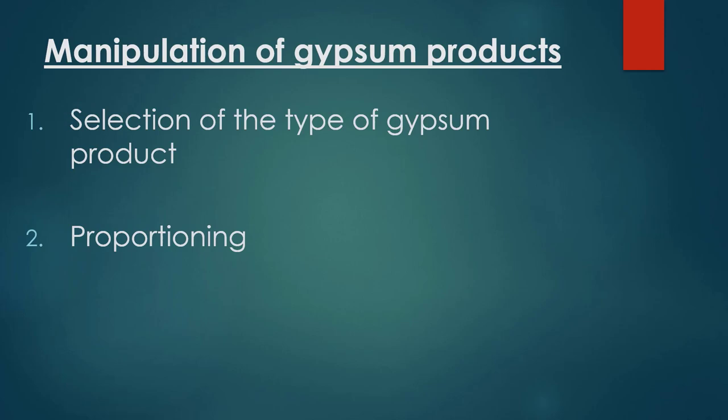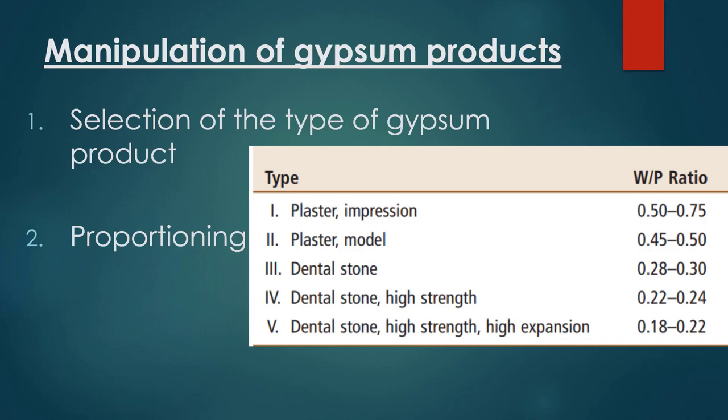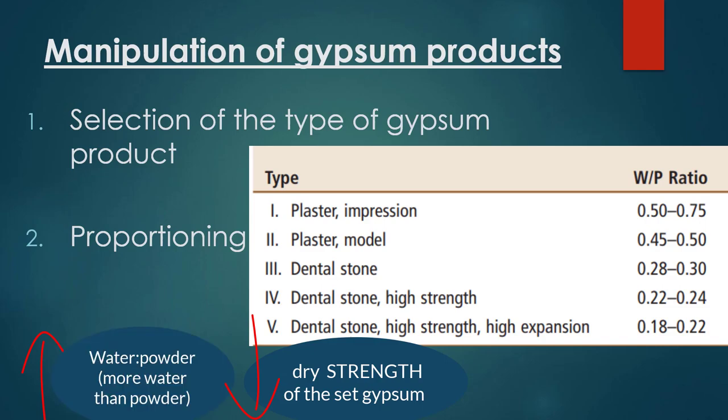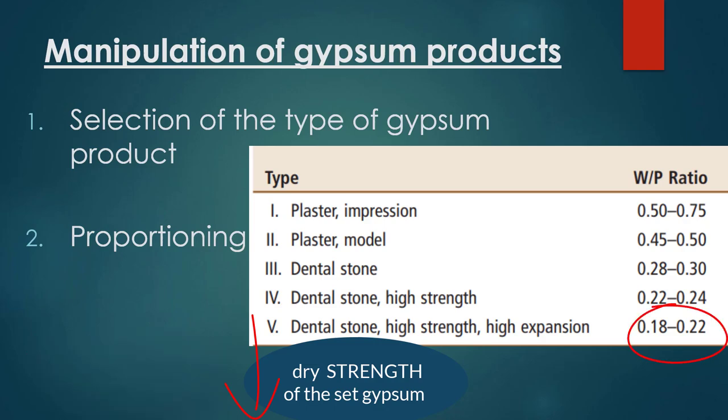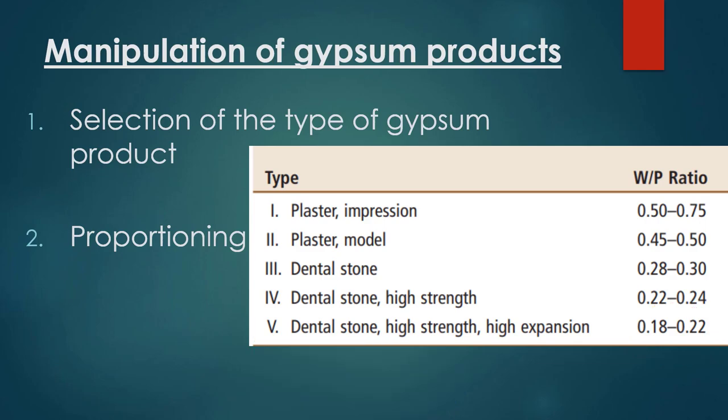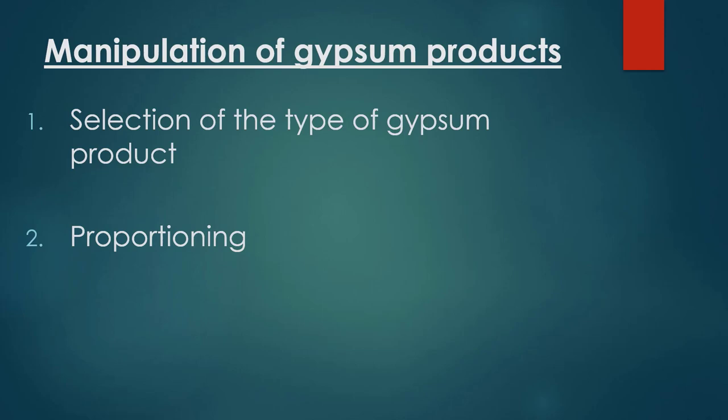For proportioning, the recommended water powder ratio should be used, and it varies according to the product, as shown in this table. The greater the water powder ratio, it means obviously the water is more than the powder, right? So the dry strength of the set material is less when the water powder ratio is more. Now, if you carefully look at the water powder values, it is lowest for type 5 material. Now, recall what the gypsum product type 5 was named: dental stone, high strength and high expansion, right? So obviously, when the water powder ratio is less, the dry strength is more. Now, I hope you guys are really clear about this concept.